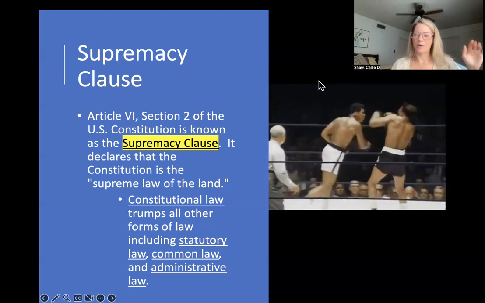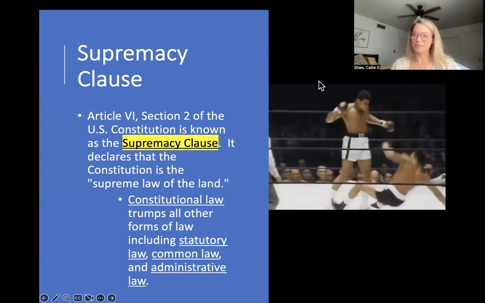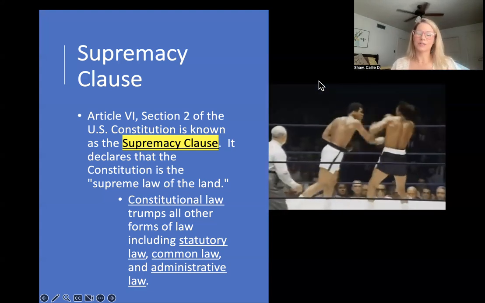Like this GIF shows, Muhammad Ali. So think of the Supremacy Clause as Muhammad Ali. It's going to knock the hell out of anything that comes into conflict with it.